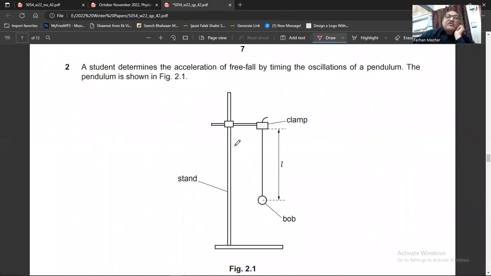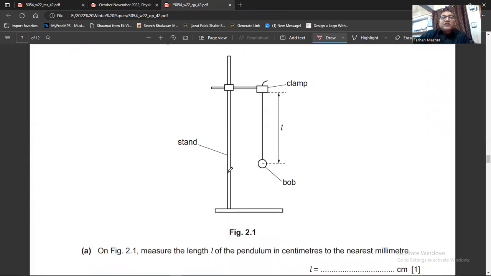Okay, so we are going to question number 2. A student determines the acceleration of free fall by timing the oscillations of a pendulum. The pendulum is shown in figure 2.1. Here is the retort stand. Here we have the clamp. Here we have a thread. Here we have a bob, and it will swing. It's a pendulum, okay? The length of the pendulum is up to the center of this, and that is L.